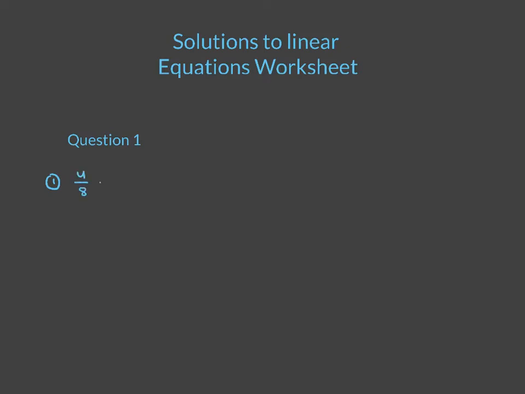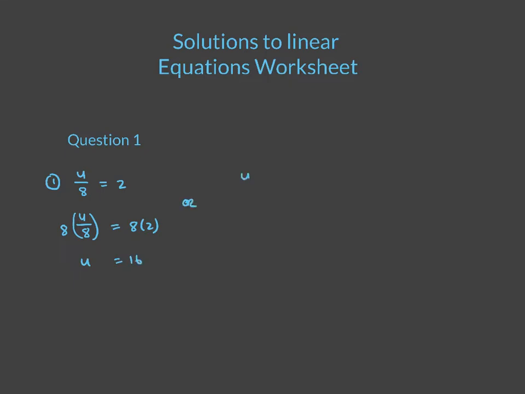So the first question here, u over 8 is equal to 2. What we're going to do is multiply, to get rid of the divide by 8, the left hand side by 8 and also the right hand side by 8. So that means u is equal to 8 times 2, which is 16.